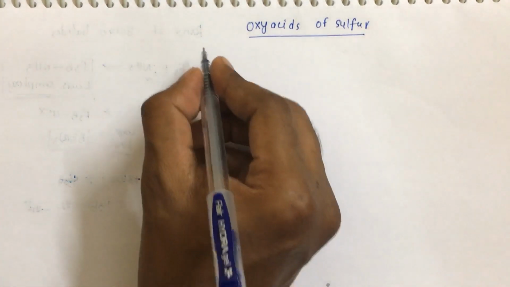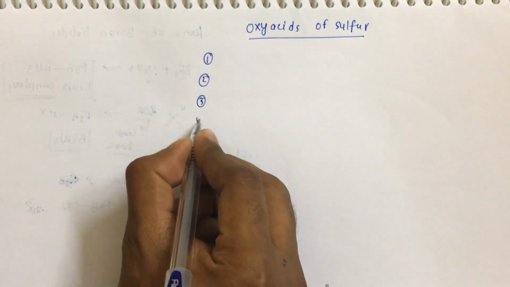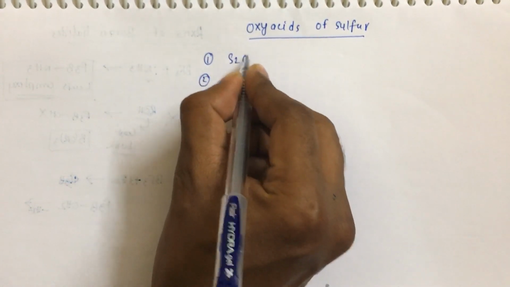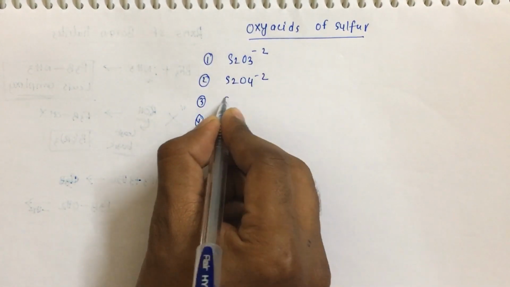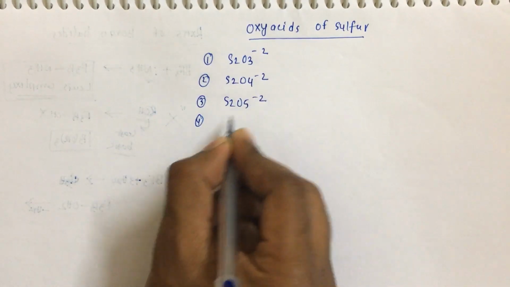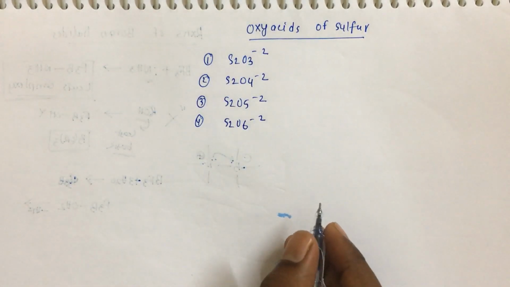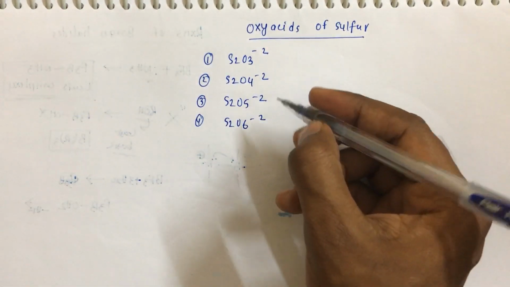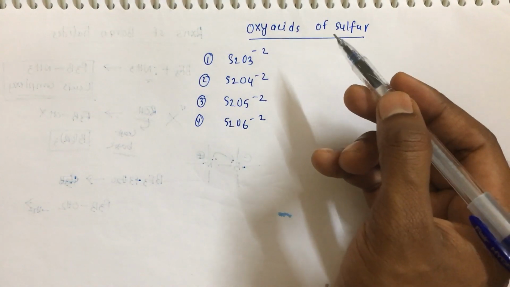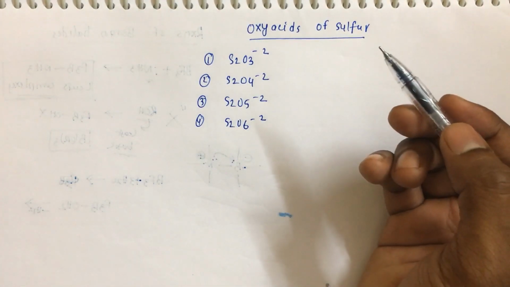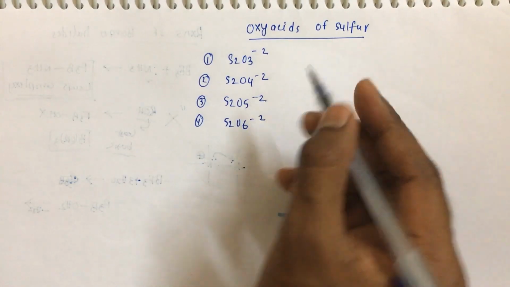And here we have 4 compounds: S2O3 2-, S2O4 2-, S2O5 2-, S2O6 2-. And I will tell how to remember this, because if they give the structure, if they give the formula, and if they ask any questions about the structure, it's very easy to predict, and it's very easy to answer also.